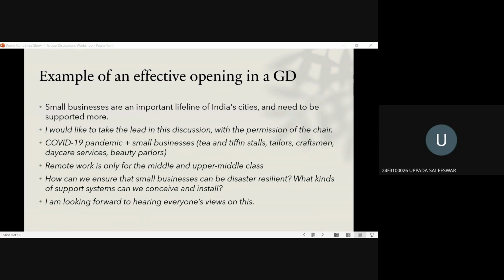The remote service works only for the middle and upper class. That is, they have enough resources to facilitate far communication and to provide their services without physical presence. How can we ensure that these small businesses can be disaster resilient? Whenever this kind of incident occurs, they do not have the resources. What kind of support systems can we conceive and install for them? I was looking forward to hearing everyone's view on this.